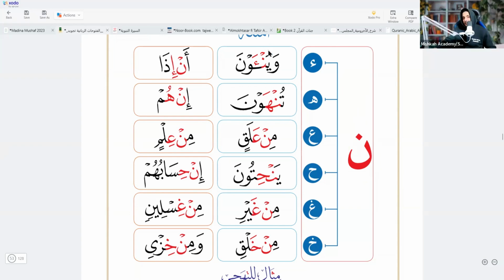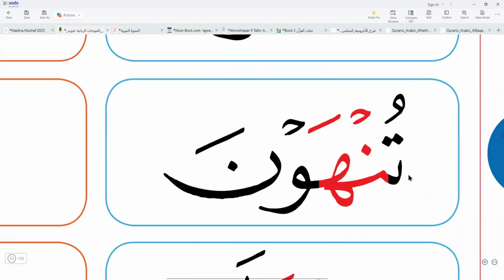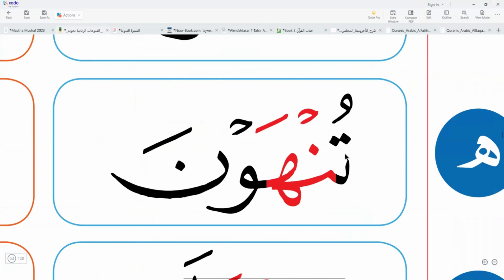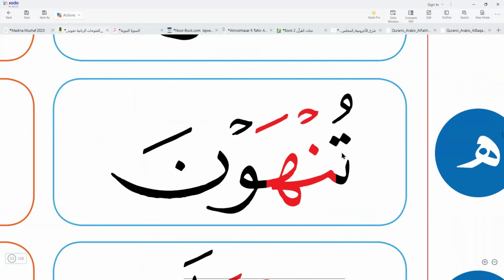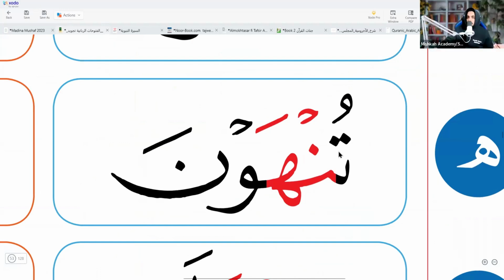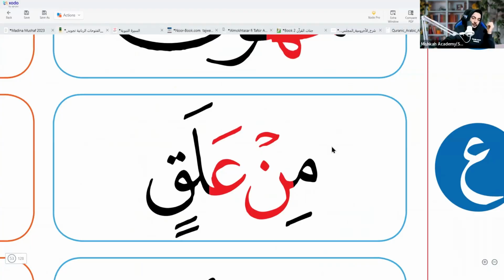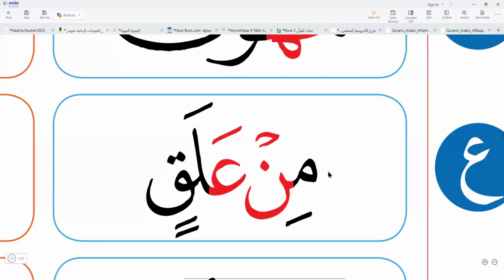We have read wayanawna. Would you read that word, please? Tanhawna. Good job. Was the noon sakina clear or not? Yes, it was clear. Can I say tunhawna? No.